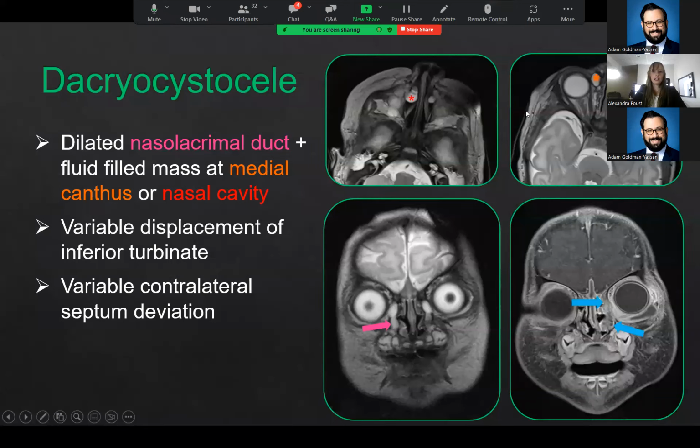And you know, a lot of times it doesn't really cause a whole lot of trouble. It can cause airway obstruction when the cystic component gets large and is blocking off the nasal cavity. Again, with neonates being obligate nasal breathers, that's where that will come to clinical attention.